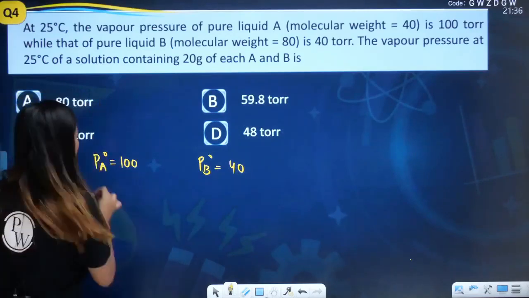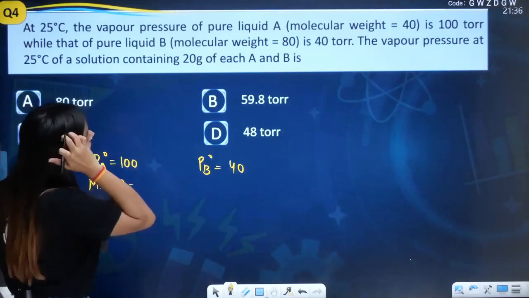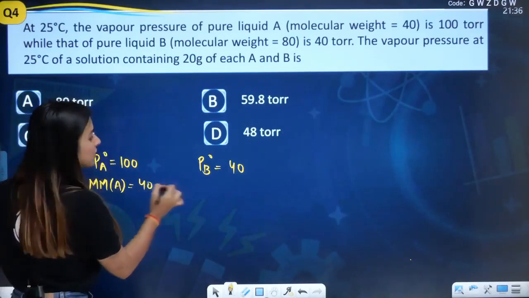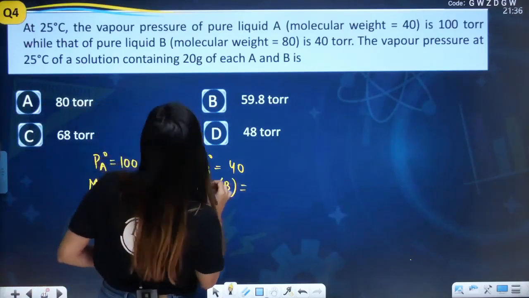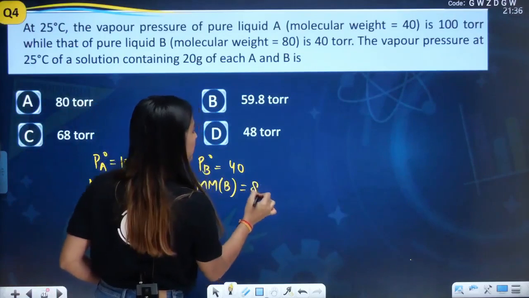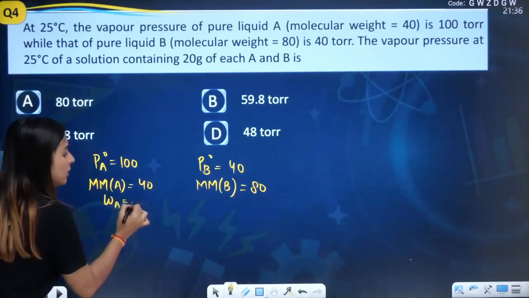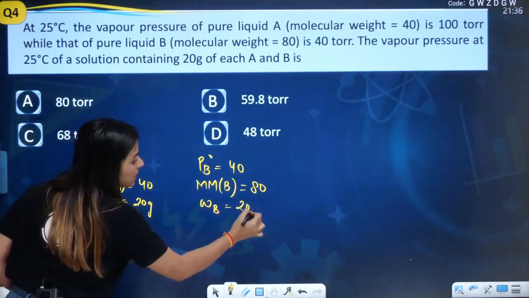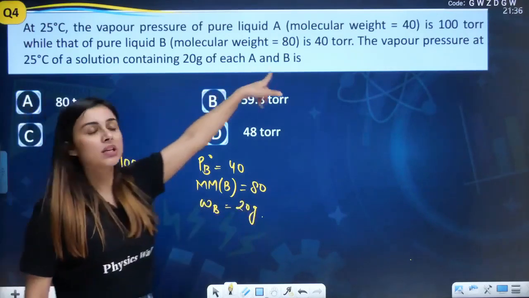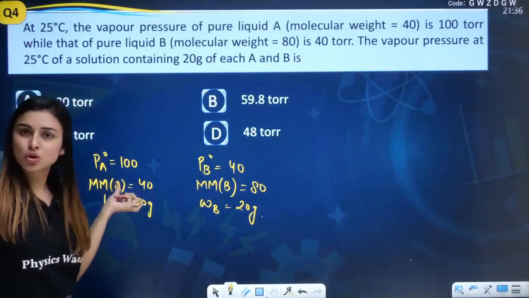So you are given molecular weights as well for A. What is the molecular weight of A? It is 40. And what is the molecular weight of B? It is given to be 80. And also you are given weights of A 20 grams and weight of B equal to 20 grams. It said that you have 20 grams each of A and B. So can you calculate the moles of A from here?